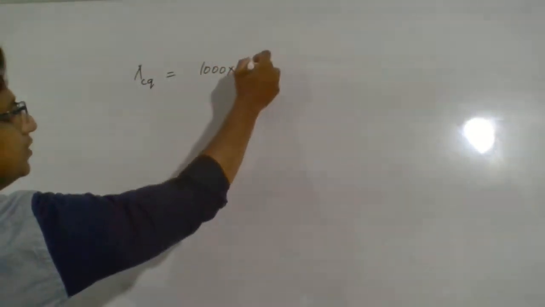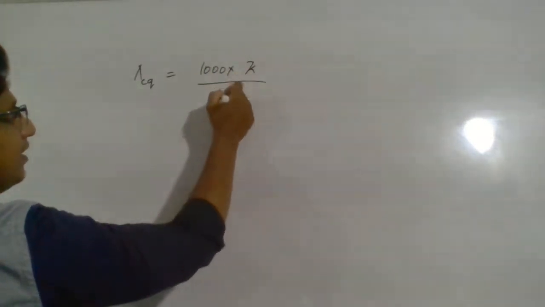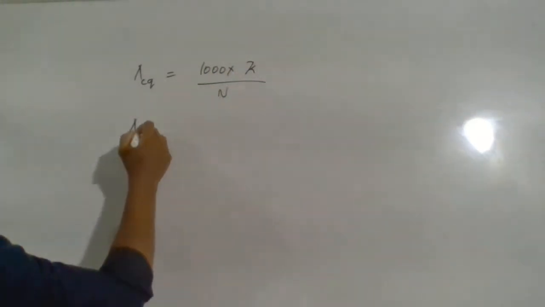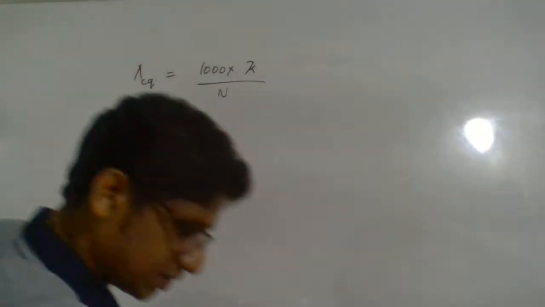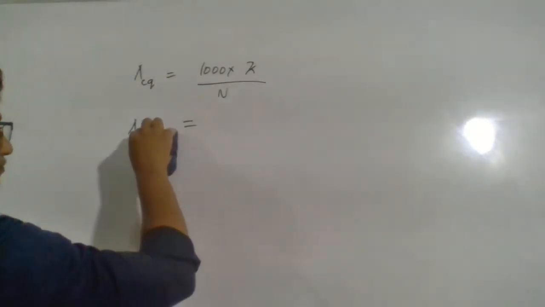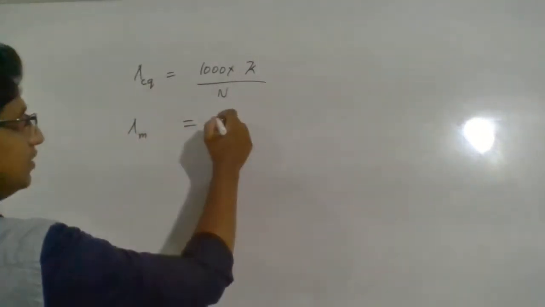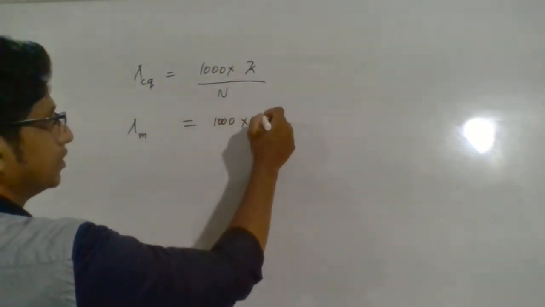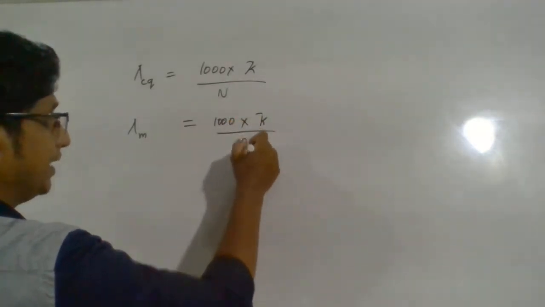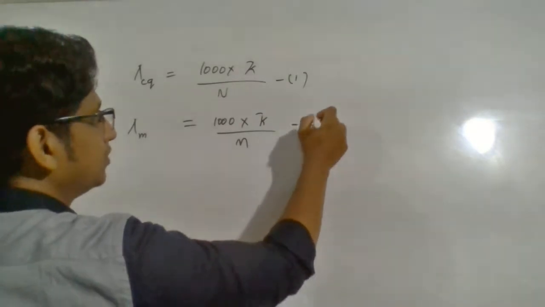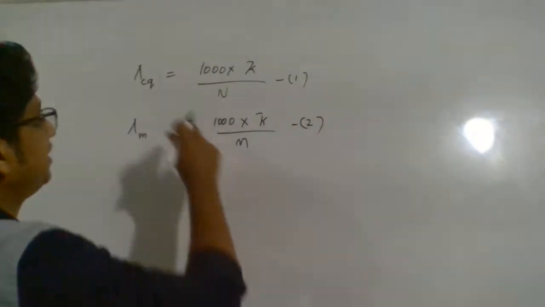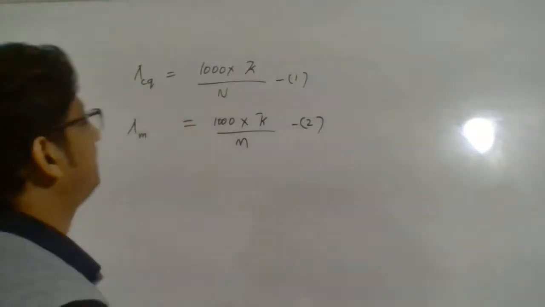So we have an equation: lambda equivalent is equal to 1000 into kappa divided by n. And the equation for molar conductivity, lambda m, is equal to 1000 into kappa divided by m. Let it be equation 1 and equation 2. Let us find a relation between lambda equivalent and lambda m.